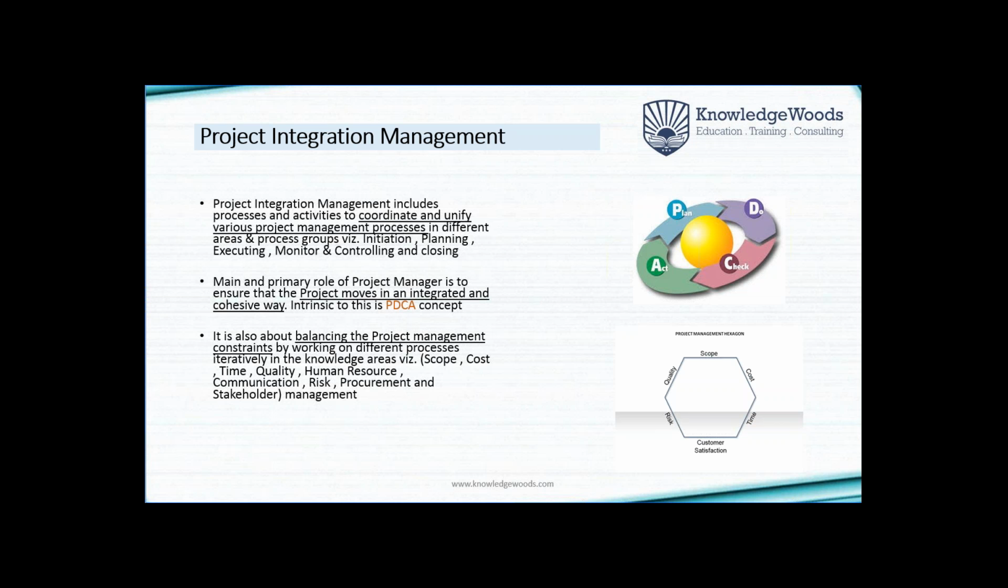As you can see, there is a hexagon below. The project manager's role is also to balance these constraints: scope, cost, time, customer satisfaction, risk, and quality. Earlier there used to be a triple constraint which majorly covered scope, cost and time, but now customer satisfaction and risk management are also included. The project manager's challenge is to balance these constraints.